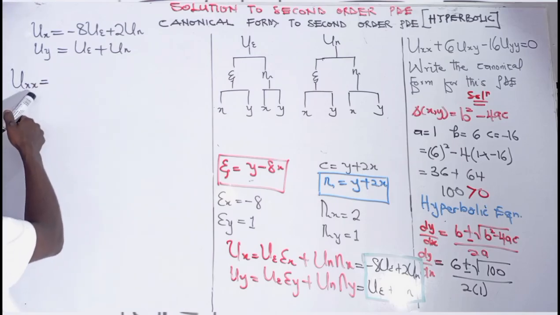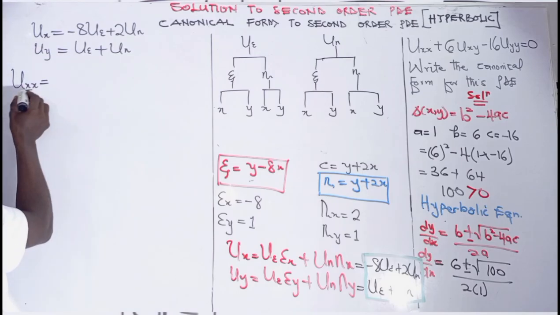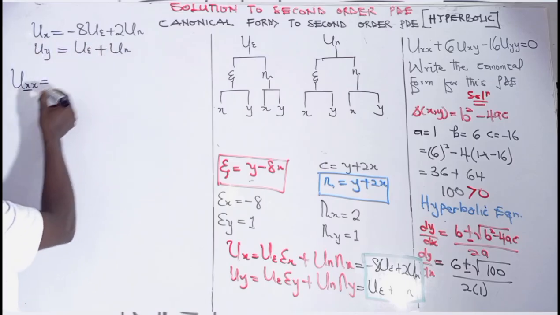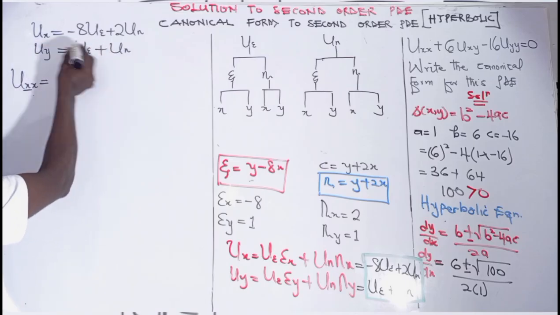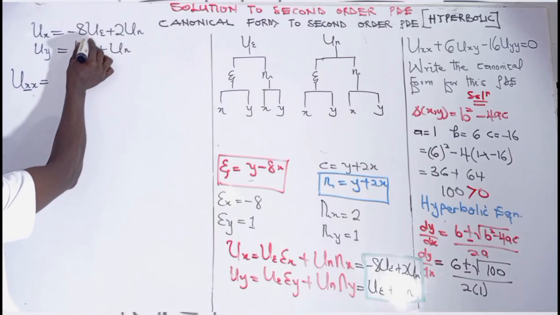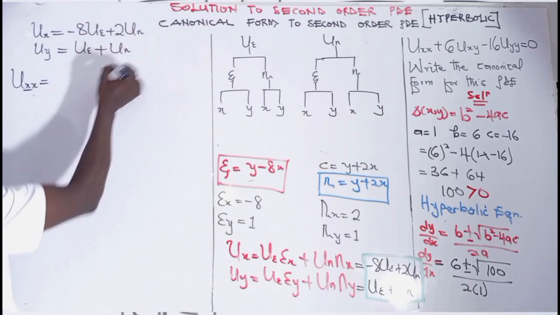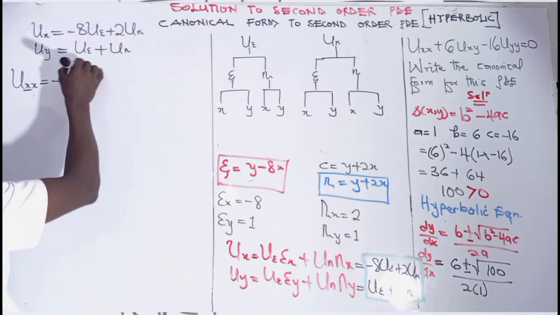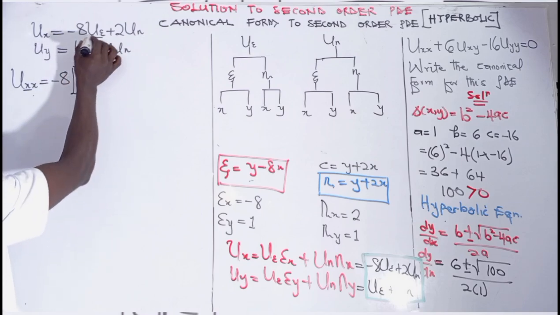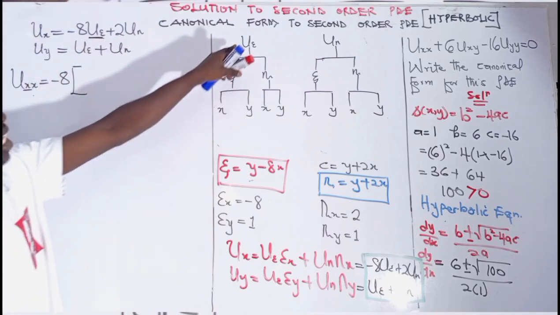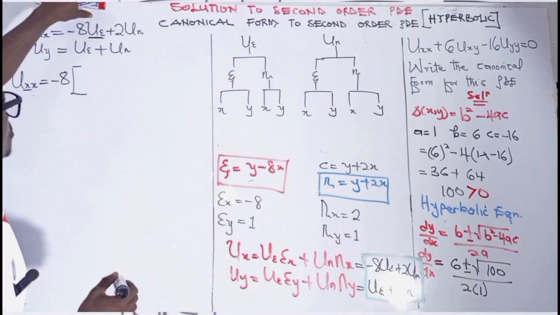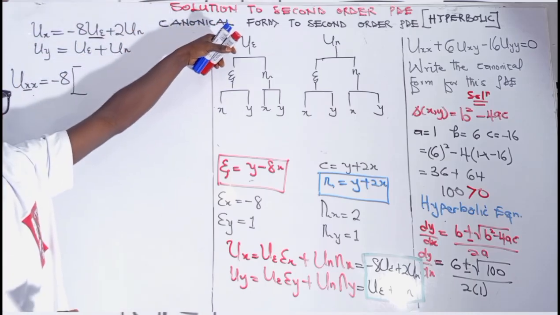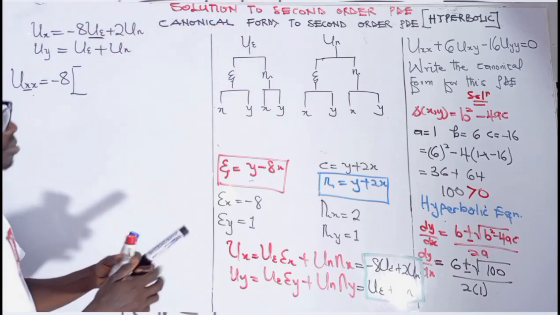Now since we have uxx, we are going to base on ux to help us find uxx. So with ux, the expression for ux, we have minus 8 u xi plus 2 u eta. So we have our minus 8, which is the constant. Then what do we do again? We find the expression for u xi. We can obtain the expression for u xi using this diagram. So this is how we do it.